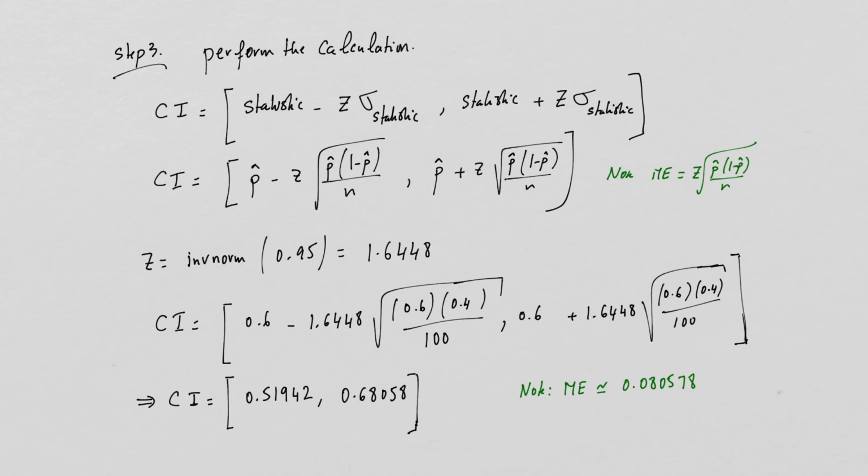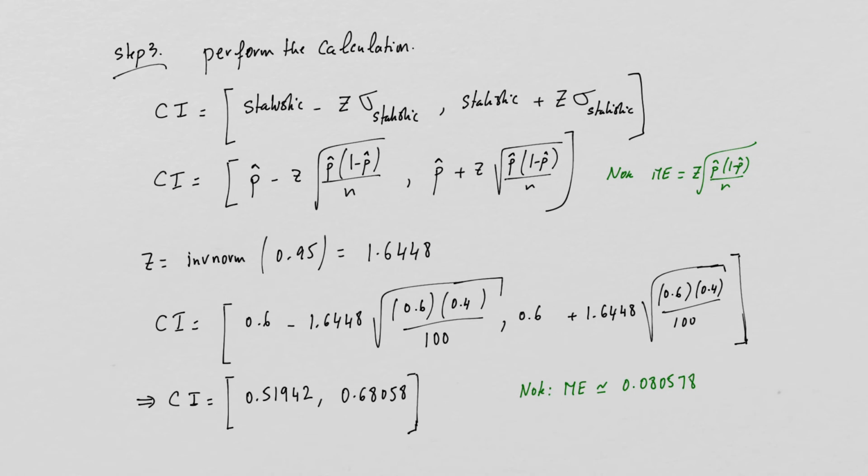Okay, so I just plugged in. We know p hat is 0.6. We know 1 minus p hat, which is q hat, is 0.4. We know n is 100. We already calculated z. Here it is. And here is my p hats. And if you compute these two values, you're going to get this.